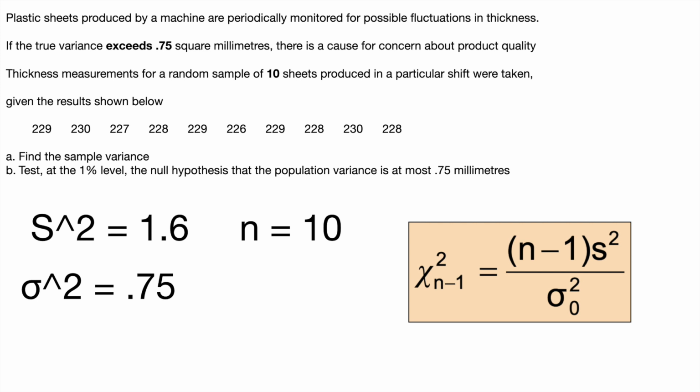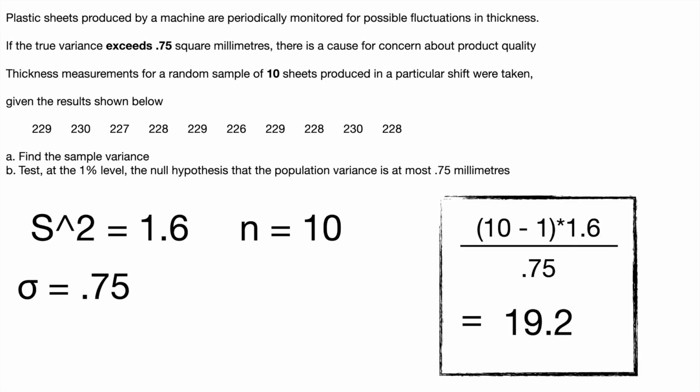So we'll just start off by plugging everything in to the right hand side equation. So we have 10 minus 1 times the variance over the sigma squared, what we assume to be the population variance, and we'll get a chi-squared statistic of 19.2. And so I wanted to come back to part B for a second and explain why we're going with at most 0.75.